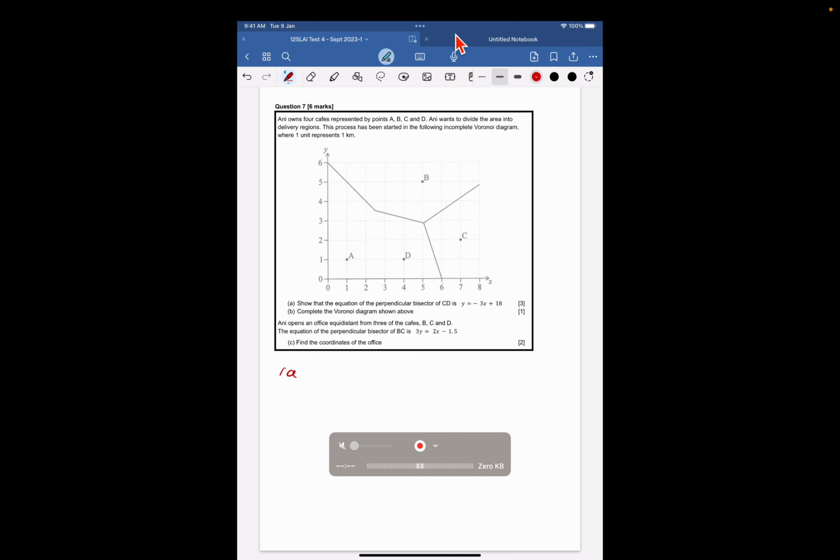Part A, let's see what we need. The perpendicular bisector of CD. Okay, C and D. First of all, let's list the coordinates. C is at 7, 2. D is at 4, 1. Let's go through the steps. I'll split this in half.